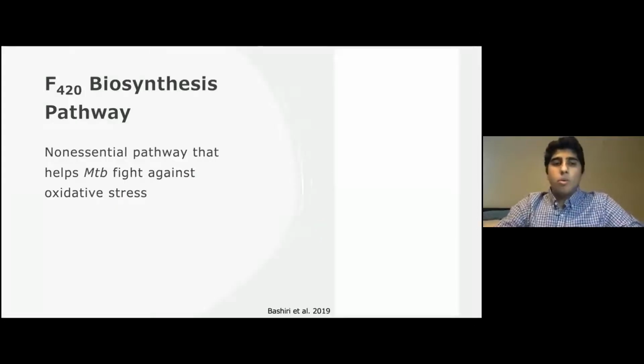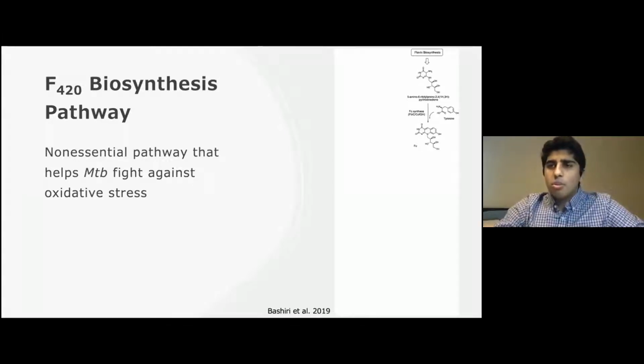So just going a bit more into the F420 biosynthesis pathway. This is a non-essential pathway that helps Mycobacterium tuberculosis fight against oxidative stress. And recently in 2019, scientists think that they have identified what this pathway exactly looks like. So first, as you can see up here, the molecules themselves aren't that important, but what's important to note is that FbiC, the FO synthase, is the determining enzyme that basically launches this pathway and makes it irreversible.